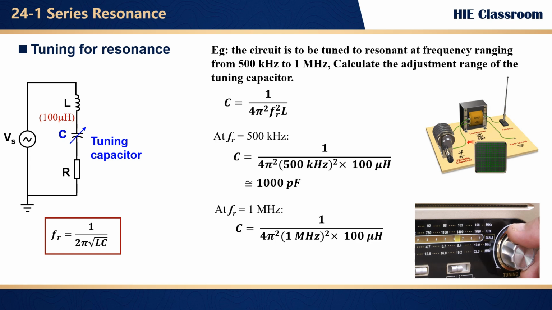With L in henry, do the math, and we get C equals 250 picofarads. So what does this tell us? To tune these circuits across that range from 500 kHz to 1 MHz, the capacitor needs to adjust from 250 picofarads to 1000 picofarads. That's the range you'll need for your tuning capacitor to dial in any station between those frequencies. This is a real-life application of series resonance at work. Every time you tune a radio, you are using this exact principle to catch your favorite station.